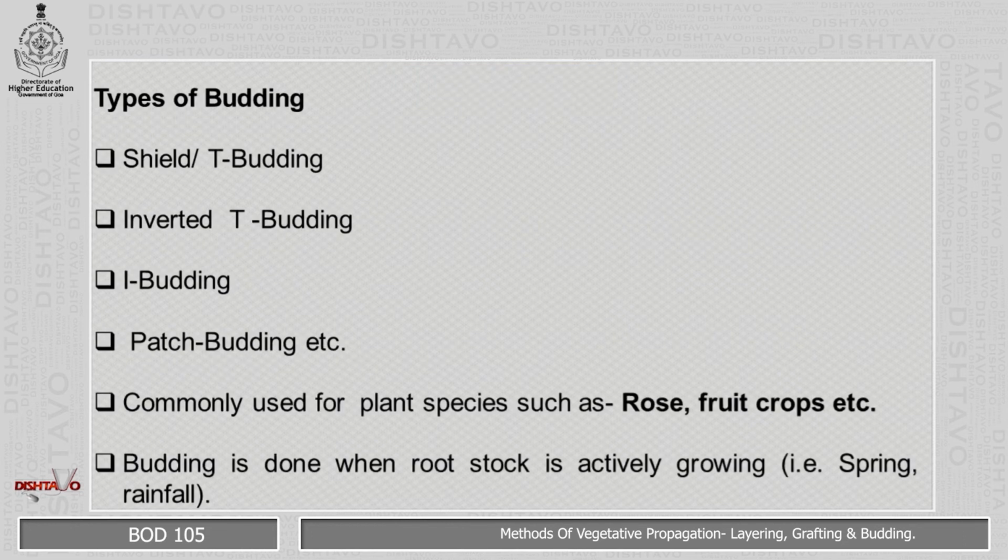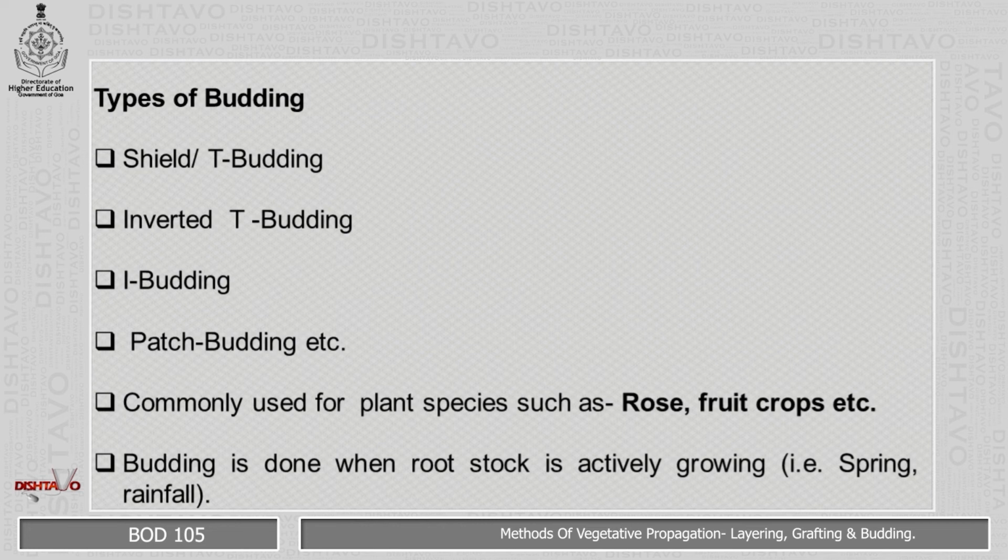There are different types of budding. We have shield or T budding, then inverted T budding, then I budding, and patch budding. The most common type of budding is T budding. In this, a T-shaped cut is given, wherein first we give a horizontal cut and then a vertical cut, and the bud is inserted in the horizontal cut.